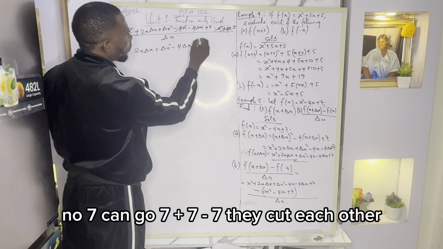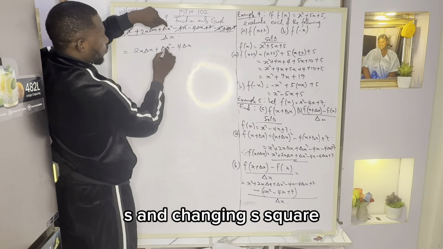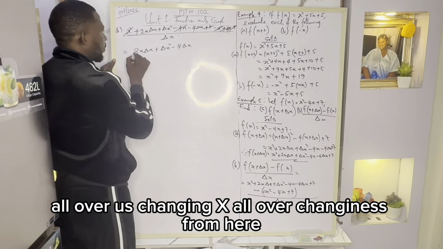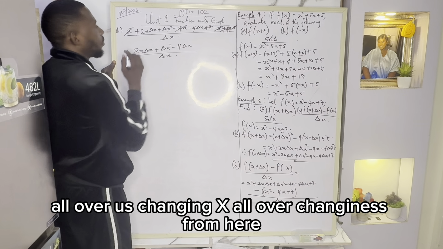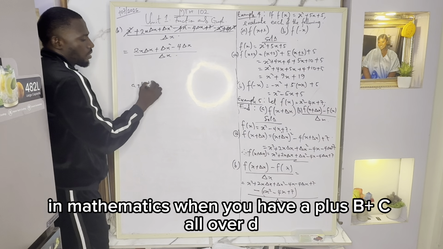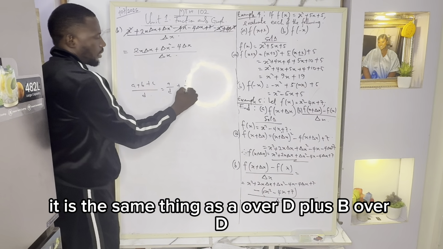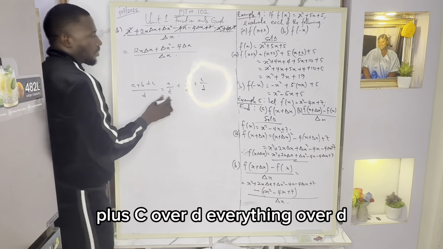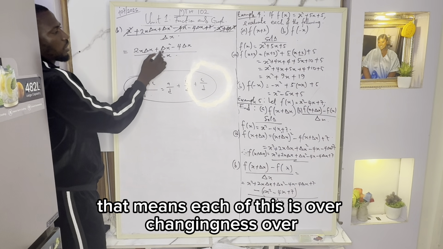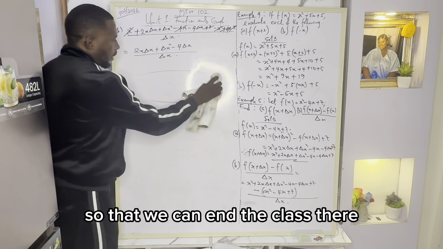This is what we saw. We only have 2x change in x, change in x squared, and we also have minus 4 change in x, all over change in x. From here, in mathematics, when you have a plus b plus c all over d, it is the same thing as a over d plus b over d plus c over d. So we are going to apply this same logic here, each term over change in x, to get our final result, so that we can end the class there.